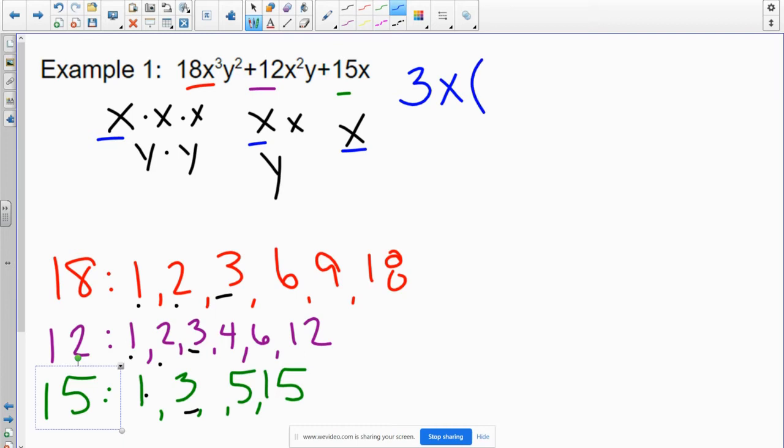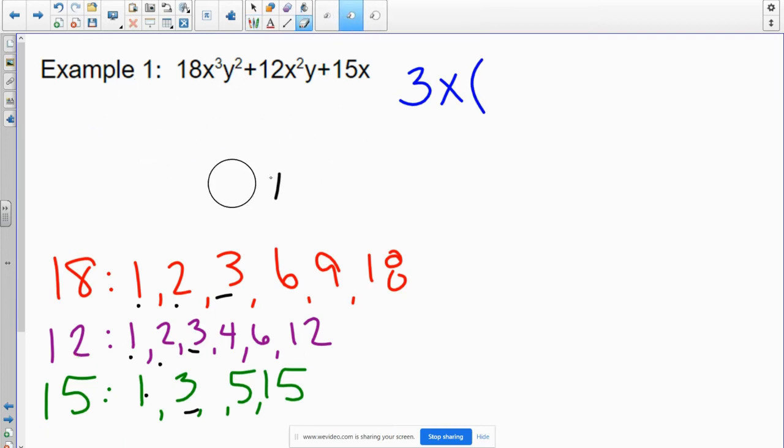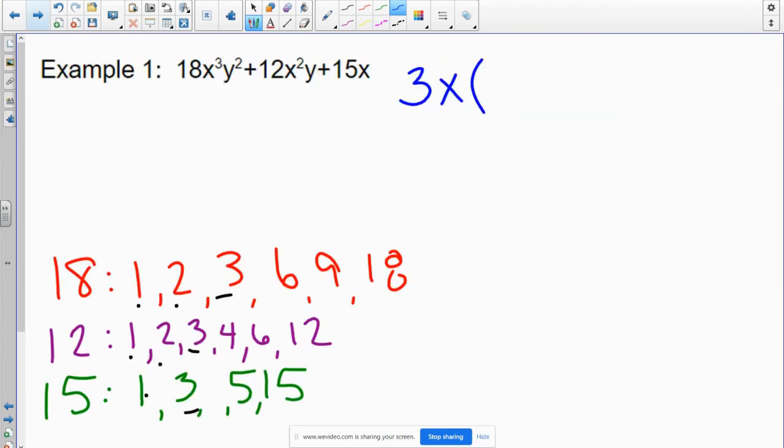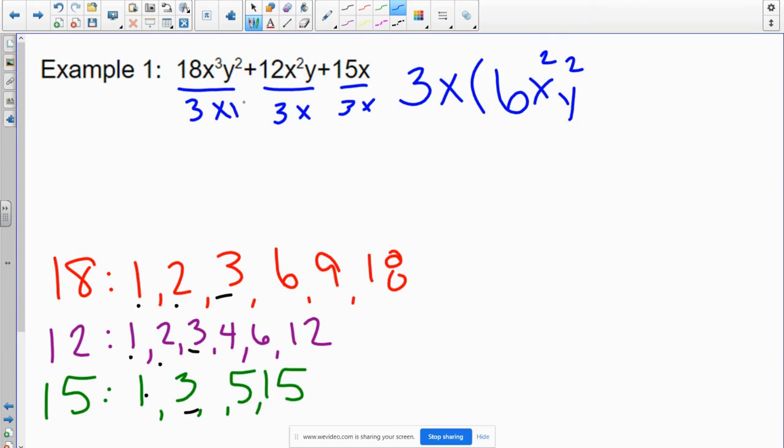Now, this is something new. I'm going to erase this so it's a little easier. Now you're going to divide each term, that's that second step here, divide each term by your greatest common factor. So we're going to take and divide each of these terms by 3x. So we're going to take 18 divided by 3, which is 6, then x to the third and x to the first. Remember, you subtract when you're dividing, so that leaves you with x to the second. The y, there's nothing down here, so it'd just be y to the second left. If you want to, you can think of that as y to the 0. I think that's more work. I wouldn't do that.